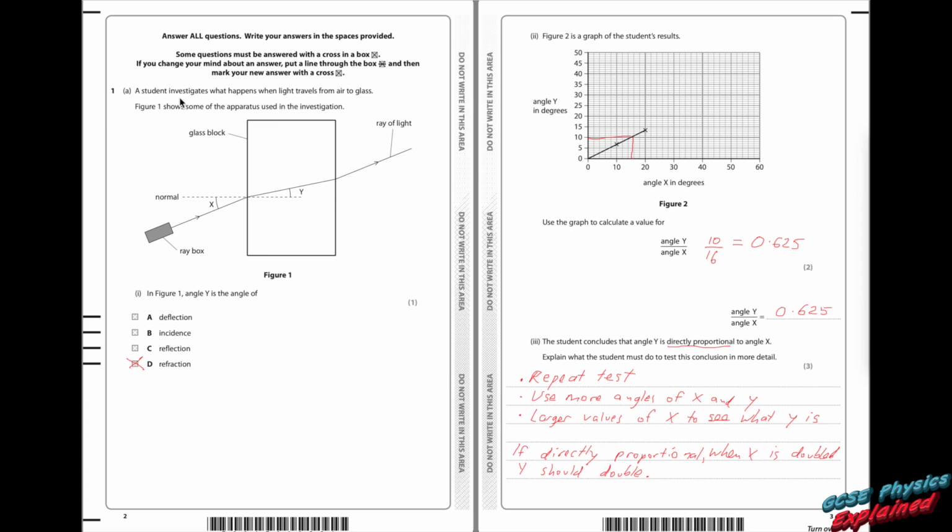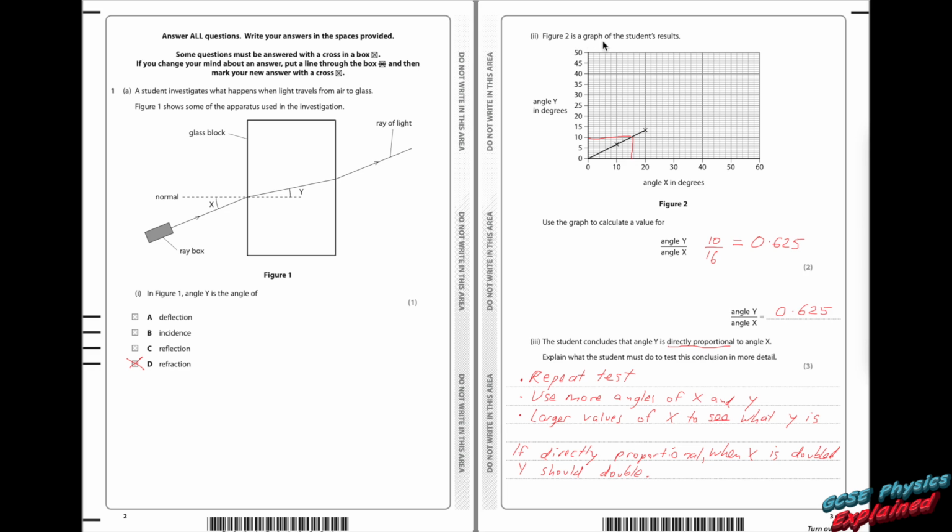Question 1 here. A student investigates what happens when light travels from air to glass. Figure 1 shows some of the apparatus used in the investigation. It's just standard kit there. In figure 1, angle Y is the angle of, well, it's refraction because that light's been bent. So the answer is D. X is the angle of incidence, just in case you wanted to know.